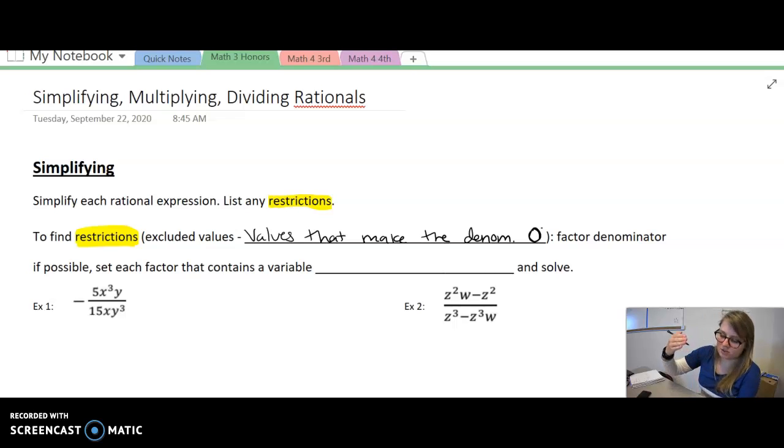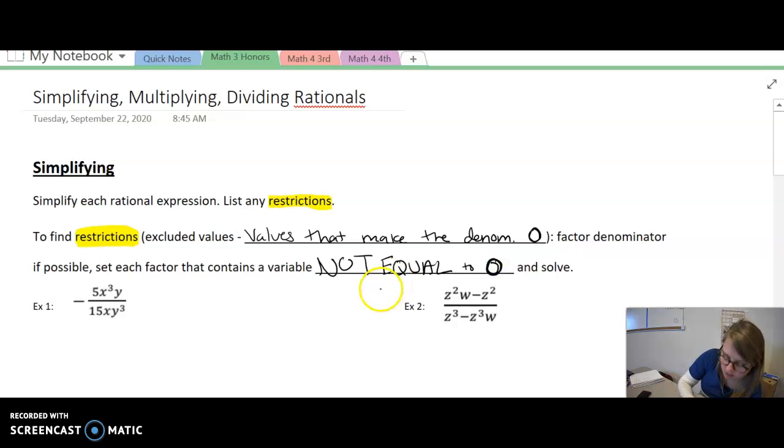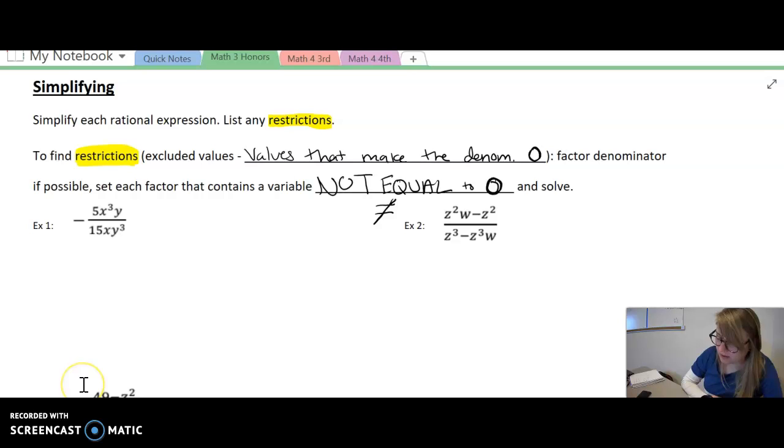So your steps are to factor the denominator if possible and set each factor that contains a variable not equal to 0 and solve. What that means is, instead of putting an equal sign, you're going to have an equal sign with a line through it. When we have simplifying rationals, we're going to take the variables or constants and set them over each other so that we can simplify them. I'm going to do our first example in 3 steps.